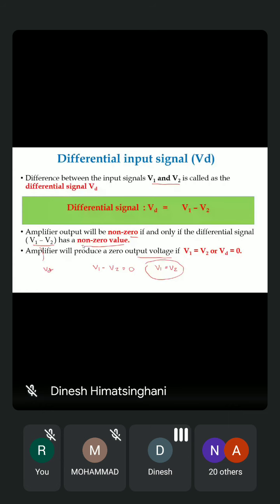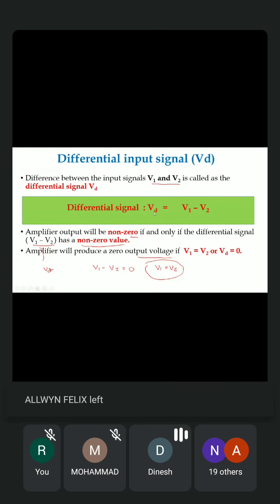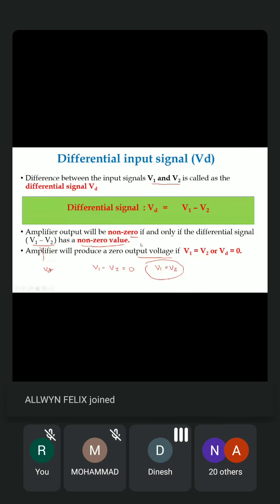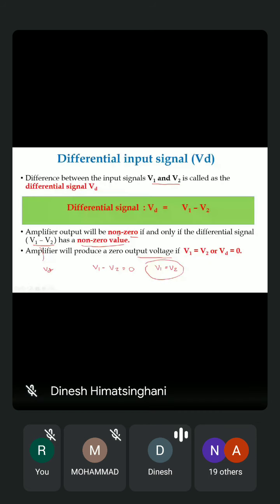It is very, very simple to understand. But look at this very important term. What is the differential input voltage VD? It is the difference between the two input voltages, V1 minus V2. If VD is 0, the amplifier output is 0. If VD is non-zero, in other words, V1 minus V2 is non-zero, there will be an output from the amplifier, or the amplifier output will have a non-zero value.